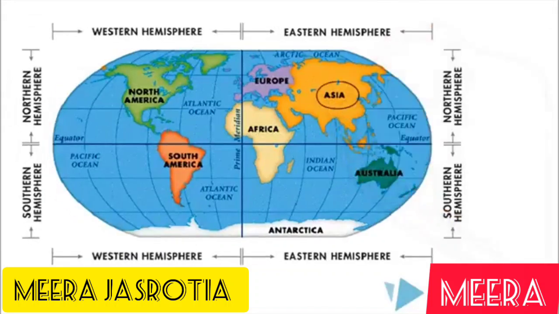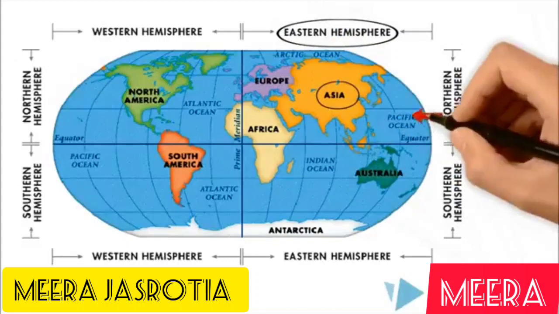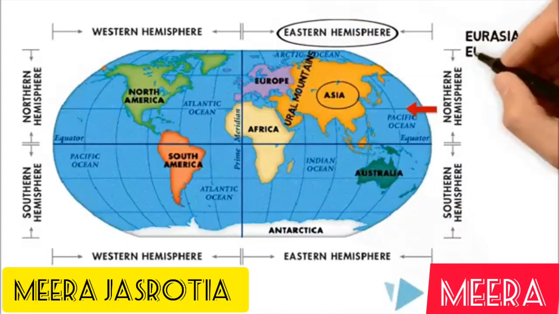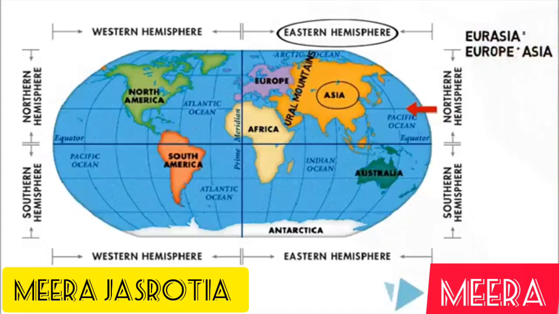Asia is the largest continent. It covers about 1/3 of the total land area of the Earth. The continent lies in the eastern hemisphere. The Tropic of Cancer passes through Asia. It is separated from Europe by the Ural Mountains on the west. The combined landmass of Europe and Asia is called Eurasia.